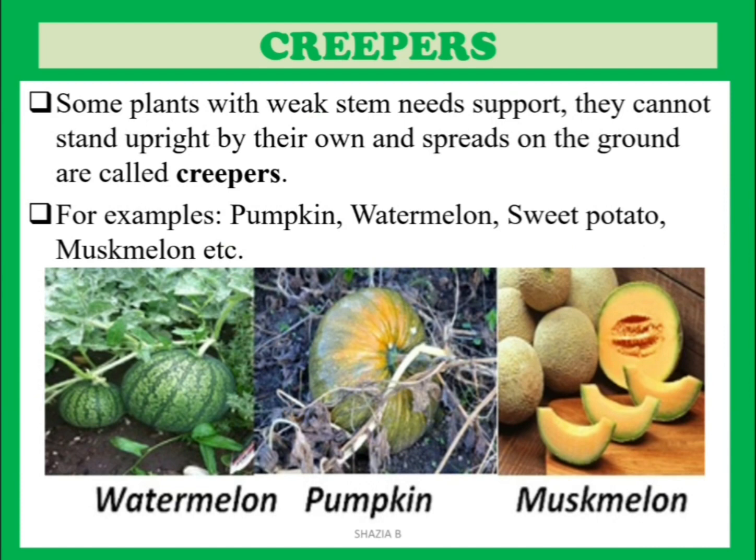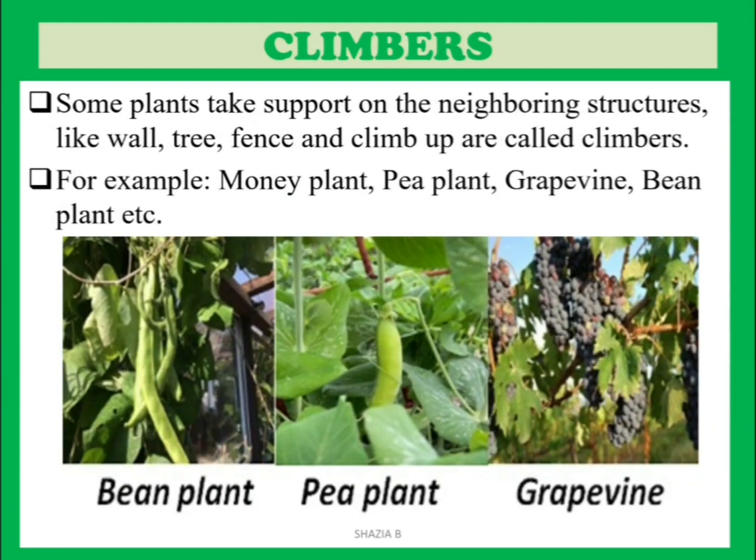These have weak stems and they need support. They cannot stand upright on their own and spread on the ground. That is, they creep along the ground and are called creepers. Examples are watermelon, pumpkin and muskmelon. So there are some other plants apart from herbs, shrubs, and trees. The first classification we discussed is creepers. There are some other plants called climbers. As the word itself indicates, they climb.